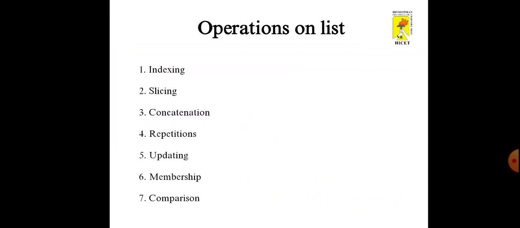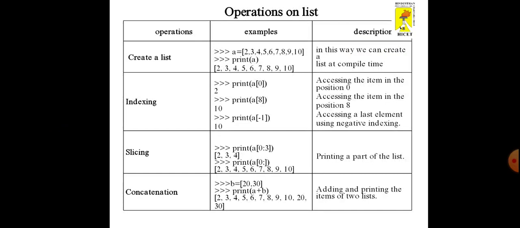Operations on list: indexing, slicing, concatenation, repetition, updating, membership, comparisons. These are the several operations that are associated with the list. The first operation with respect to list is creating the list.